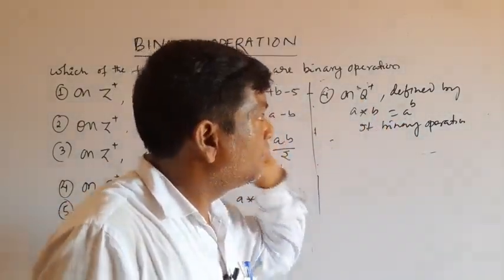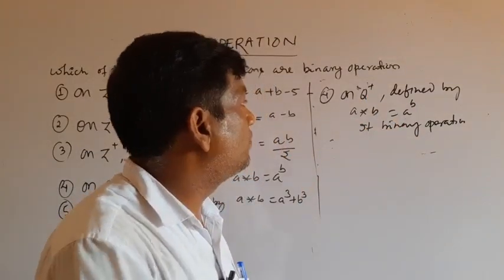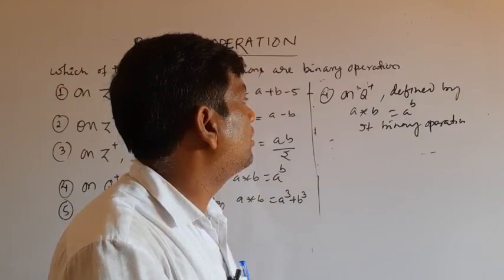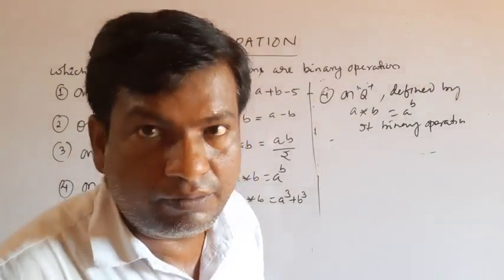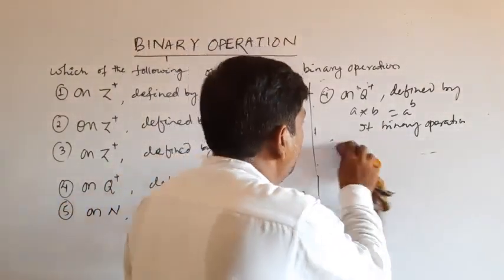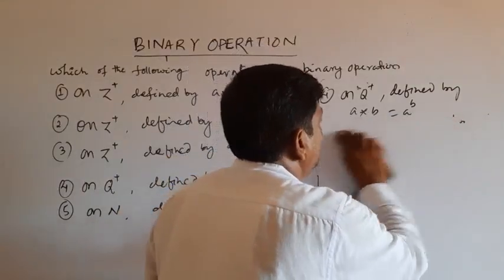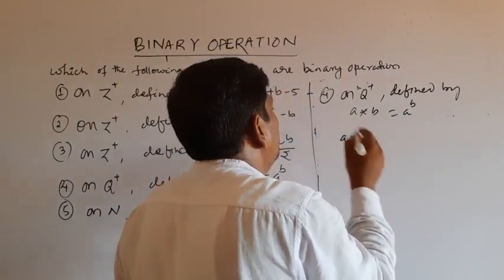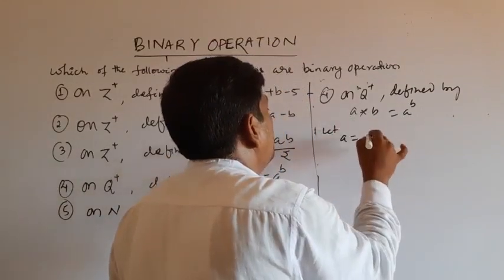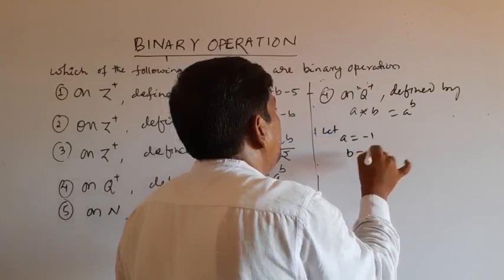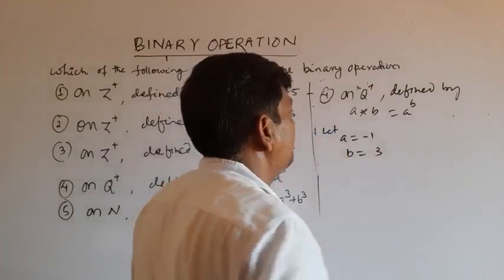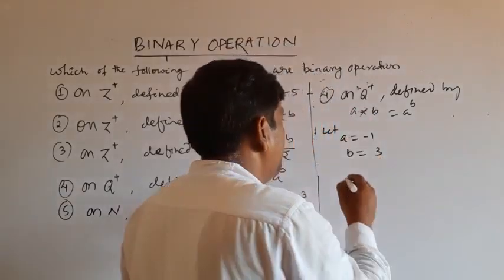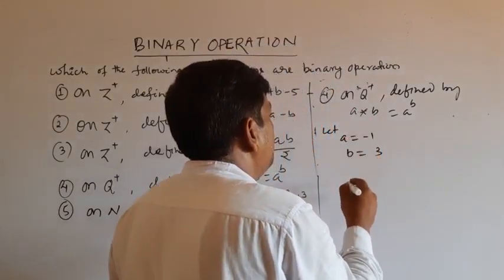So, suppose, or you can take another example. Let's see examples. Let a be equal to, suppose, 1 and b equal to, suppose, 3. It is not a binary operation. Let's see. What does a star b mean?